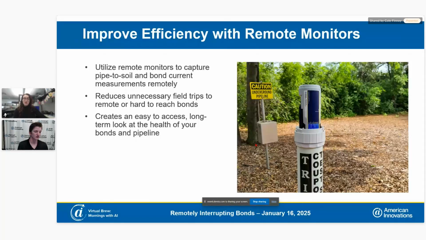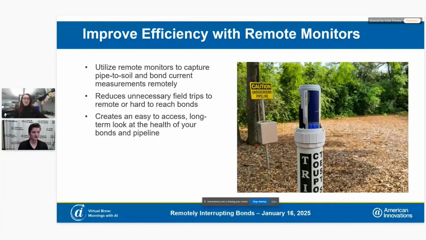So I know per PHMSA requirement, these have to be visited every so often, as often as every few months, and have to be capturing measurements on these, especially if they're a critical bond. So by using a remote monitor for these, you can reduce the number of times you have to go out into the field and physically take all of these measurements to be able to build your long-term look at the health of your bond and your pipeline, all from your desk. So I can do it right here from where I'm giving my presentation to y'all today.